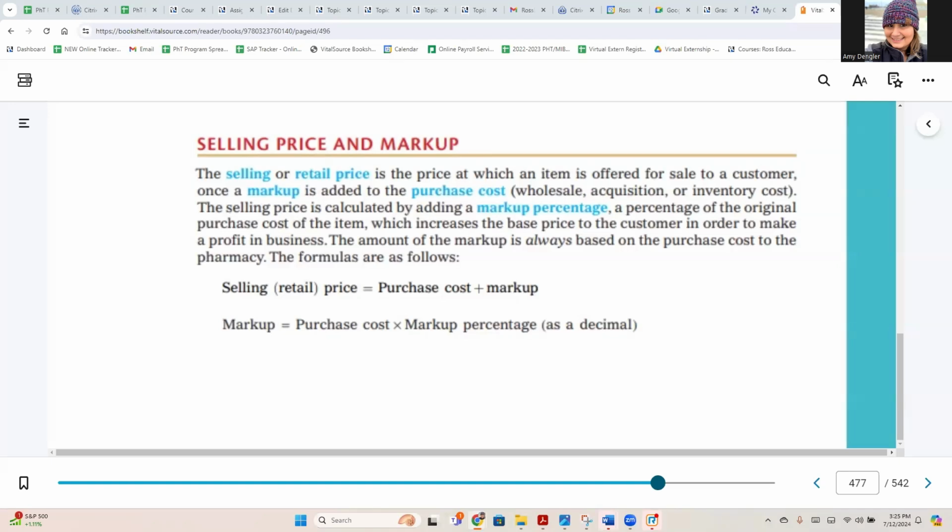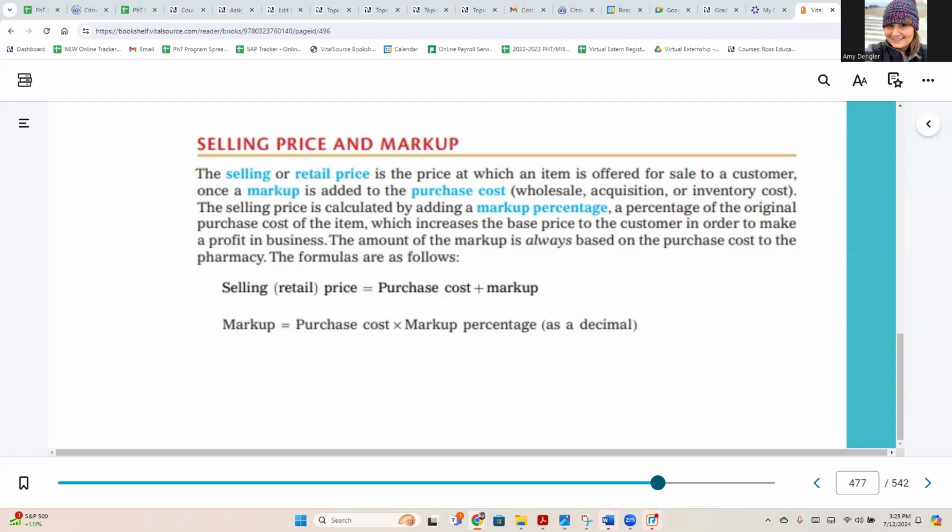The selling or retail price is the price at which an item is offered for sale to a customer once a markup is added to the purchase cost, the wholesale acquisition or inventory cost. The selling price is calculated by adding a markup percentage, a percentage of the original purchase cost of the item, which increases the base price to the customer in order to make a profit in business. The amount of the markup is always based on the purchase cost to the pharmacy.